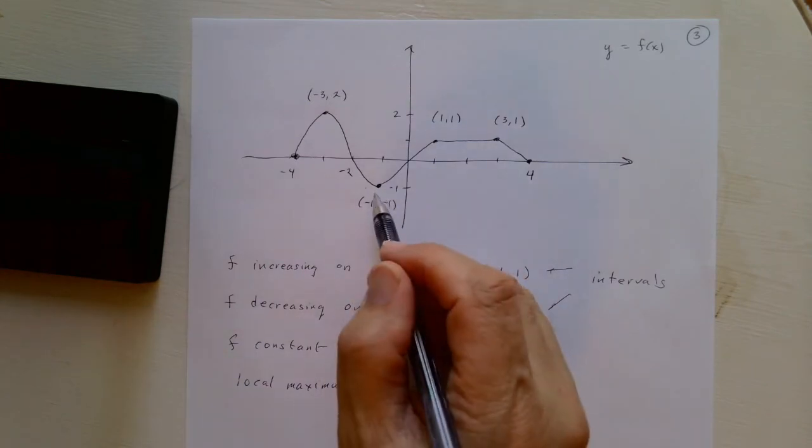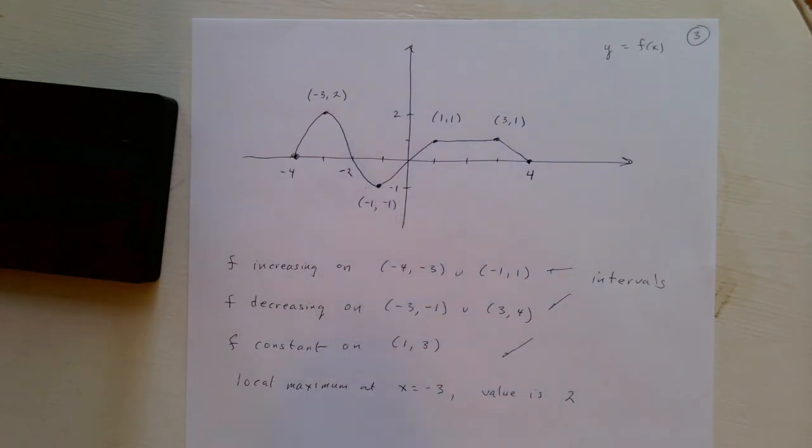We have a local minimum here. That's a valley. So we have a local minimum at x equals -1, and the value is -1. So we give the y value here without writing y equals.